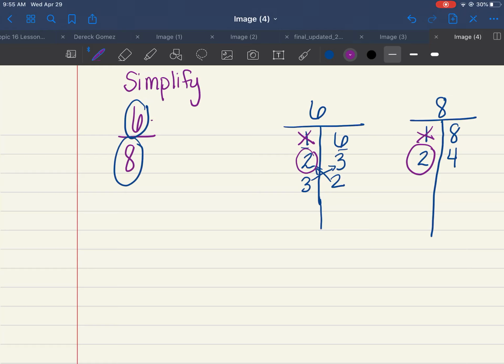So now I'm going to ask myself, what number do they both have in common that is not 1? Because remember, when we divide by 1, we're going to get the same answer. Okay? So what other number do they have in common? If you notice, this one has a 2 and this one has a 2. Since they both have the 2 in common, I am going to divide by 2 to make it smaller.